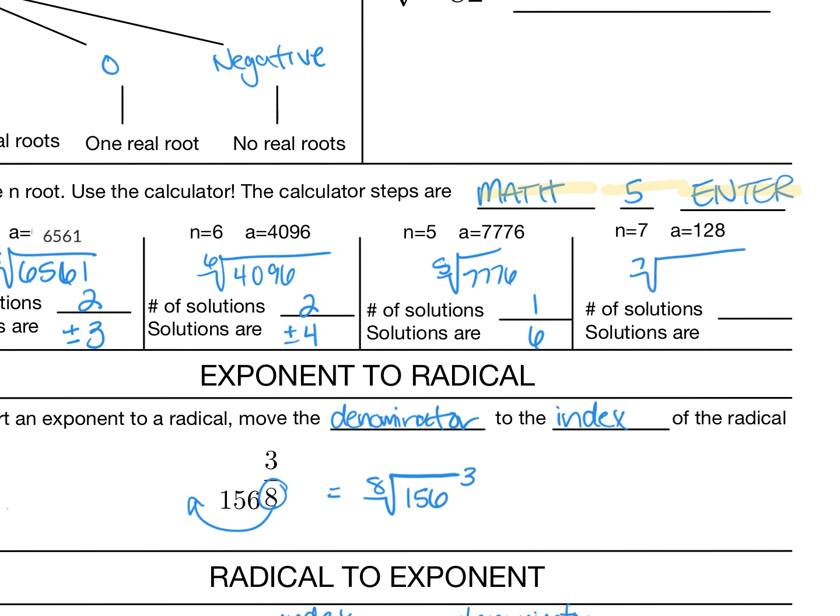Do that one more time. We have an odd root again, so we're going to expect 1 solution. 128 goes inside of my radical. Put that in the calculator, and I should get a 2.